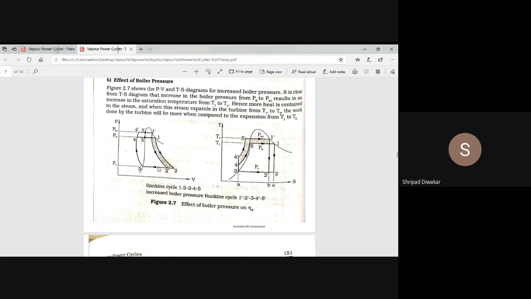Then after that you have to write: 1 2 3 4 5 is your normal Rankine cycle, 1 dash 2 dash 3 4 dash 5 dash 1 is the modified Rankine cycle when the boiler pressure is increased. So you have to write that one. Rankine cycle is 1 2 3 4 5. After increase in the boiler pressure, we are getting the cycle as 1 dash 2 dash 3 4 dash 5 dash and 1. This is how to draw the PV diagram and TS diagram when the boiler pressure is increased.